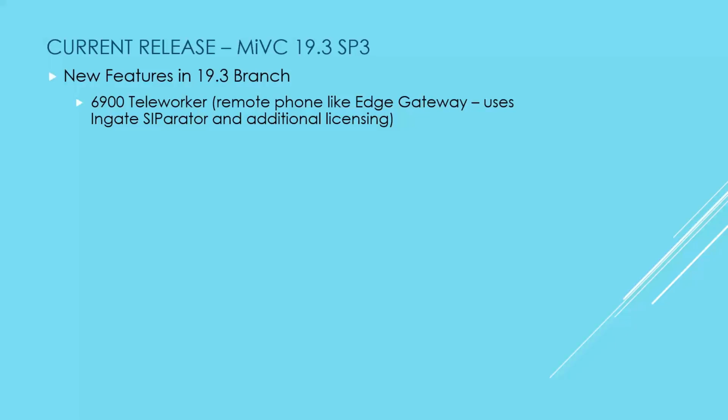In a lot of cases, people are still continuing to use the Edge Gateway with the 400 series phones they have. But if you were looking for a teleworker solution for your 6900 series phones, obviously those are the only ones we can purchase new now from Mitel, we do have that solution available using the InGate SIParator as the VPN gateway appliance, just like the Edge Gateway, and some licensing associated depending on how many phones you want to use remotely. Again, just like the Edge Gateway.